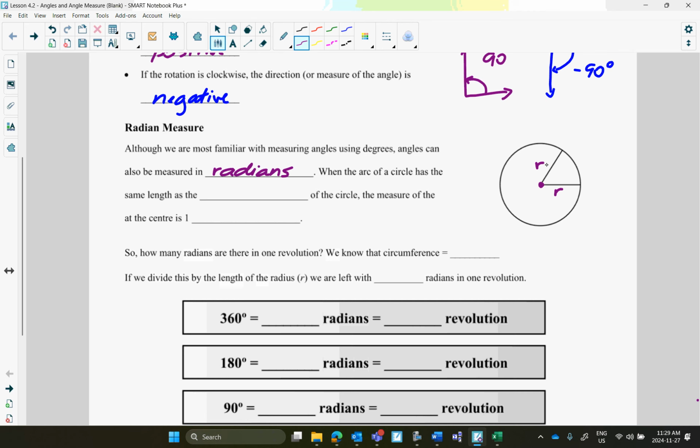So if we draw a radius here and a radius here, and we measure the arc length between those two, okay? So when this arc length is the same length as the radius, like if we took that arc length and stretched it straight, it would be the same as these. Okay? So when these are all equal, we have measured, or we have drawn 1 radian. Okay?